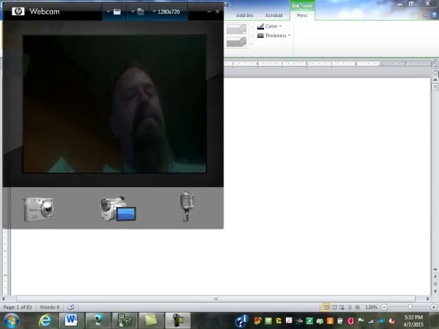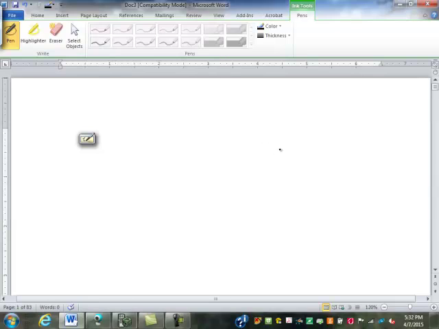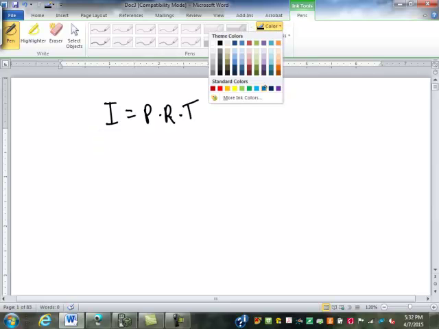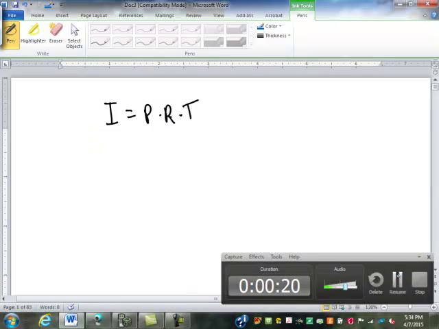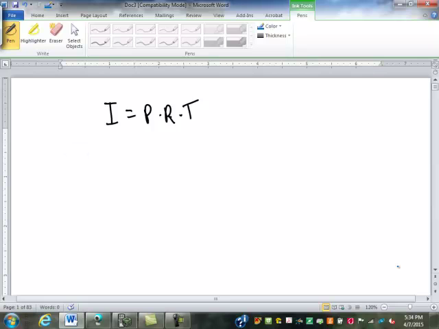Okay, so what we've been talking about the last 2 weeks is simple interest. And recall, simple interest follows that formula that interest equals principal times rate times time. Let's, for example, say you borrowed $4,000 at 6% for 3 years.